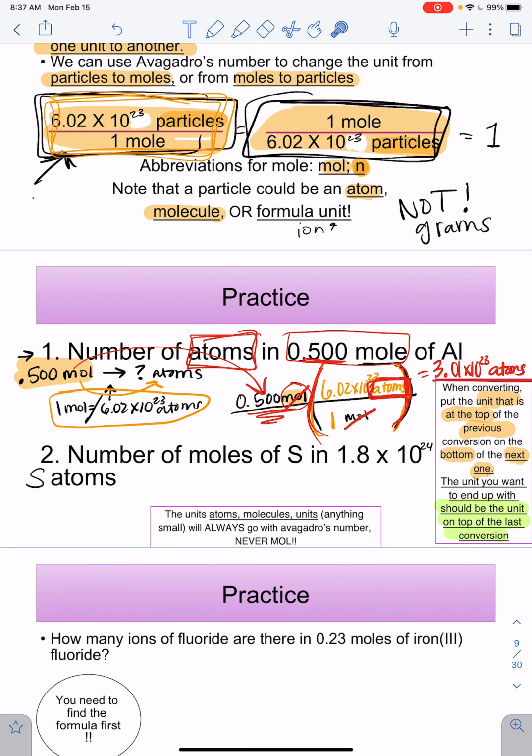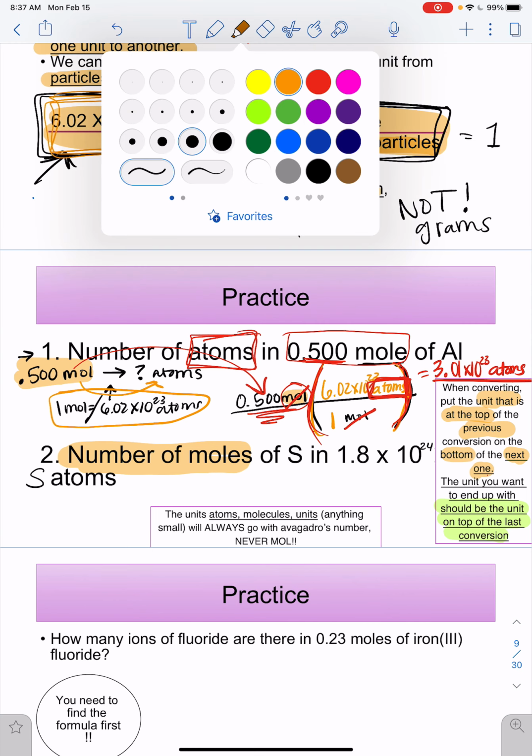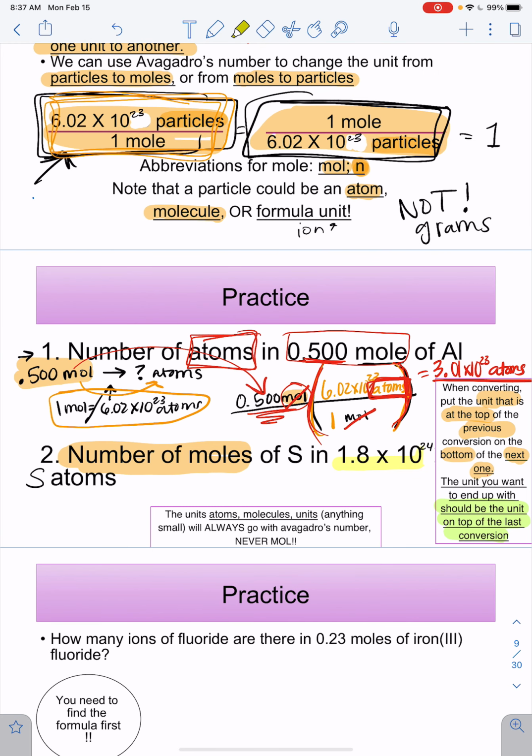We're going to be going the opposite direction. So let me see if I can be less messy with this one. Probably not, but this one is asking me for number of moles. So this is what I'm looking for. This is what I'm given. I'm given 1.8 times 10 to the 23rd sulfur atoms, and I want to know how many moles I have.